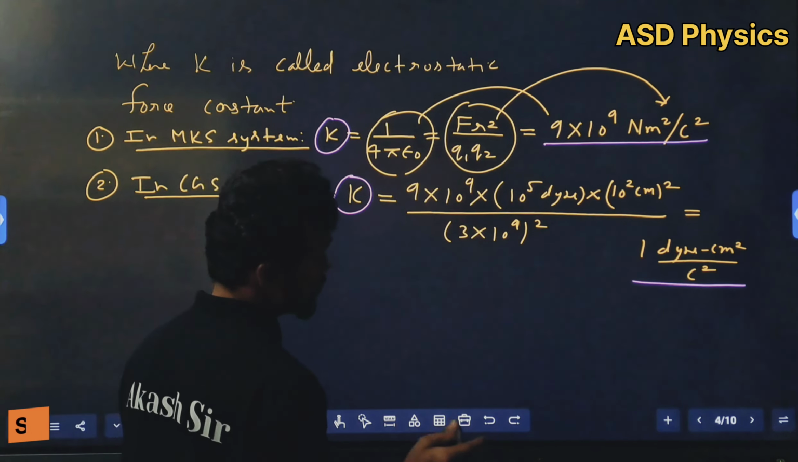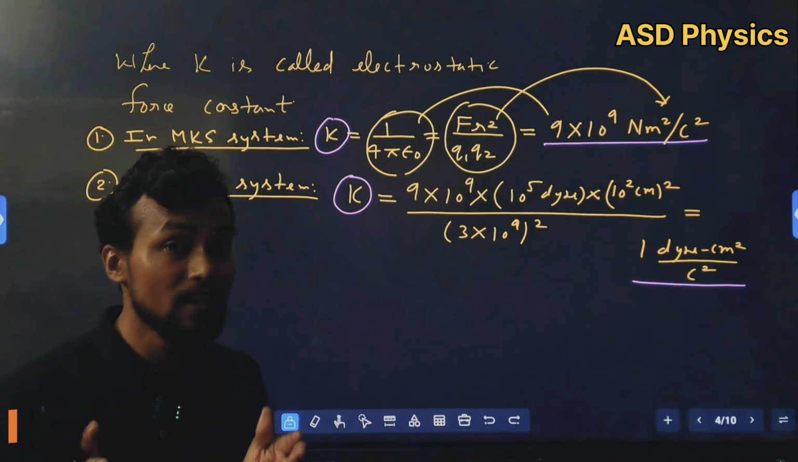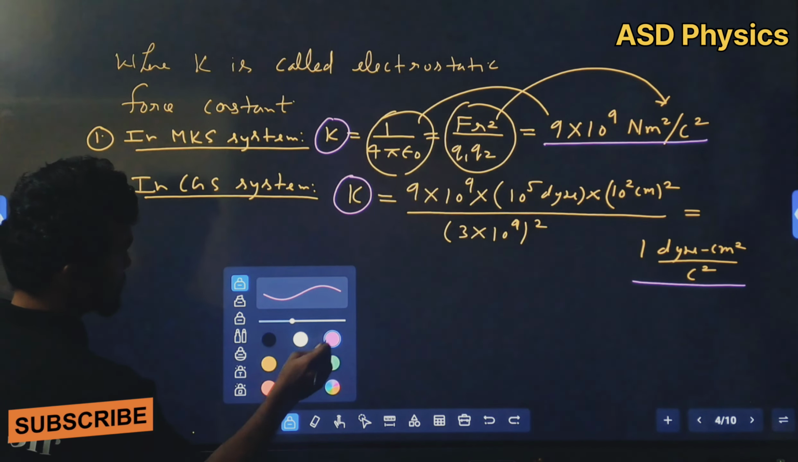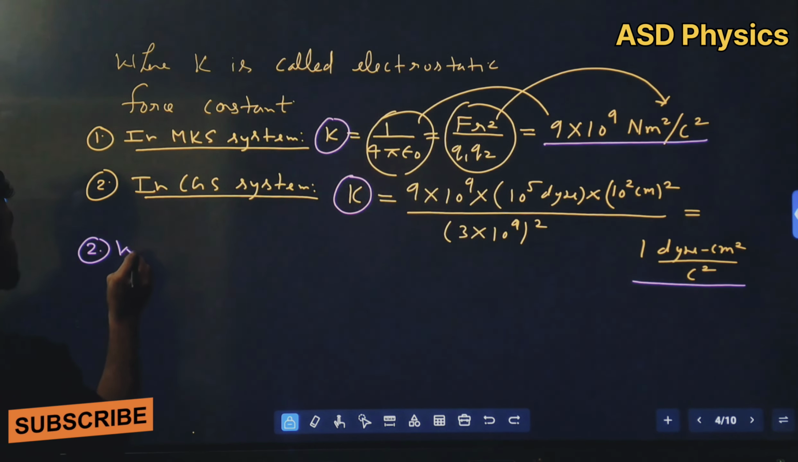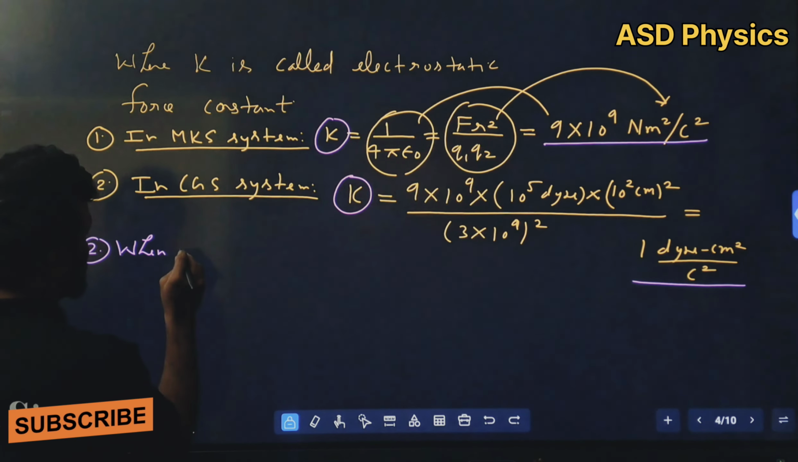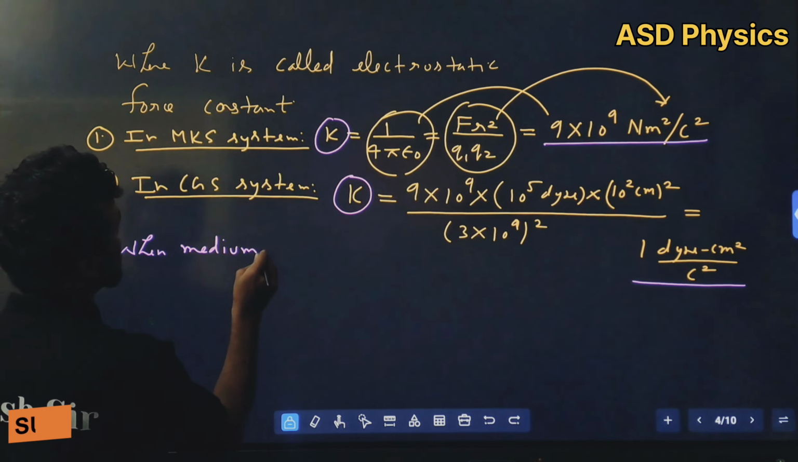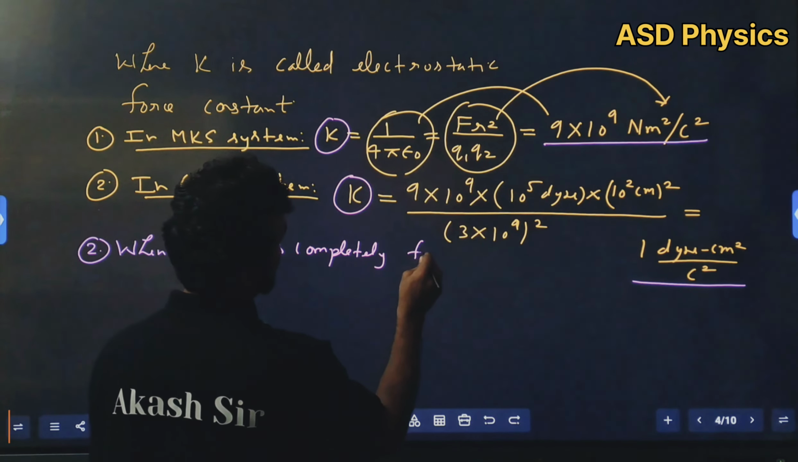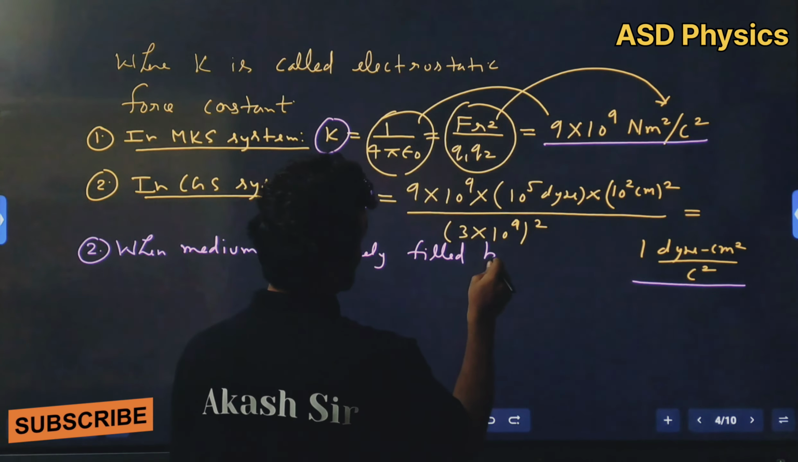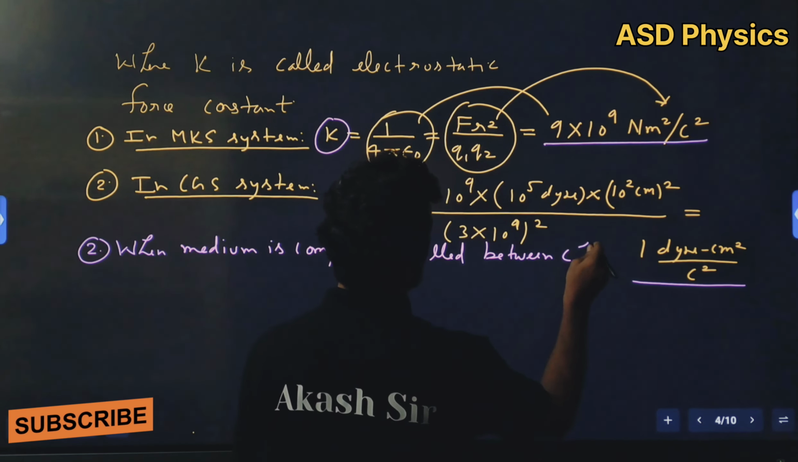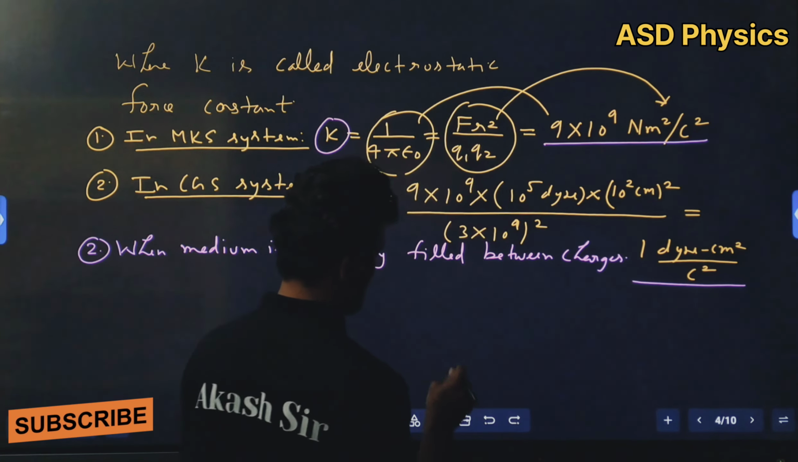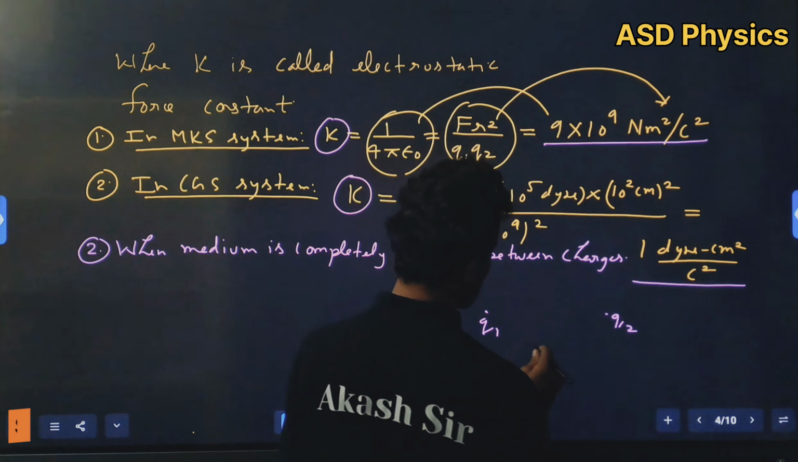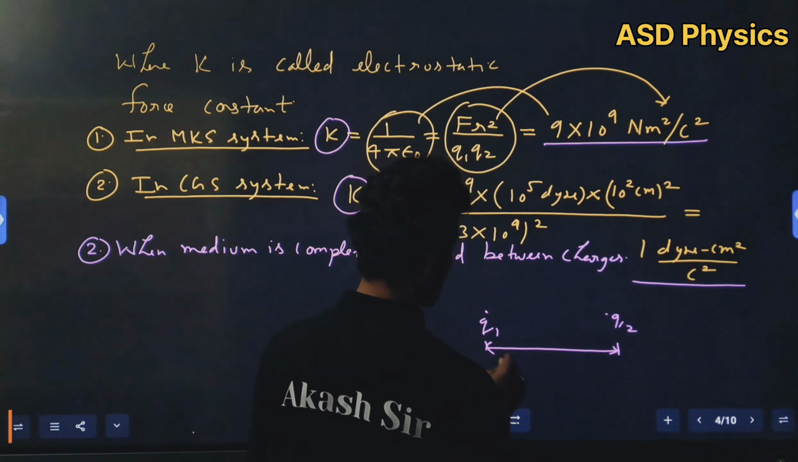Okay students, so as of now we have seen when both the charges are in vacuum. Now after that, let me write the second point here: when the medium is completely filled between the charges. So see here please, here again charge q1 is there, and here charge q2 is there, and they are separated by distance r.